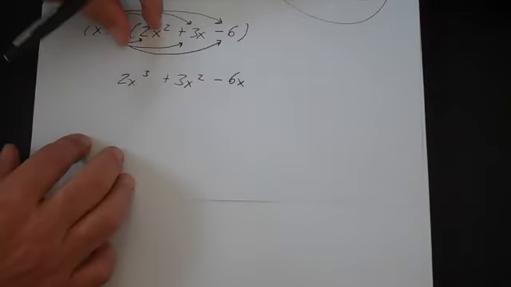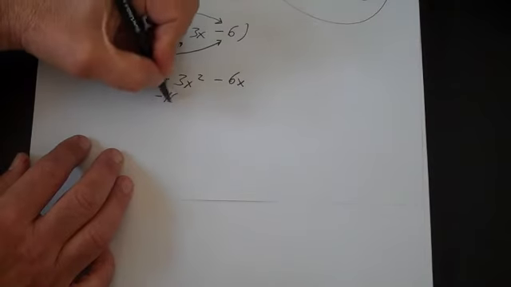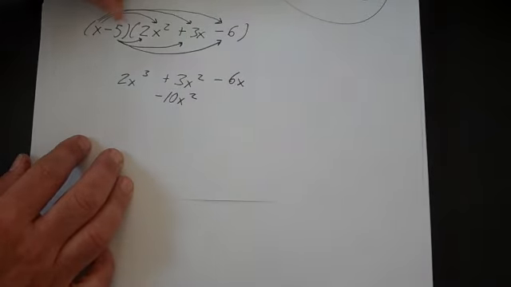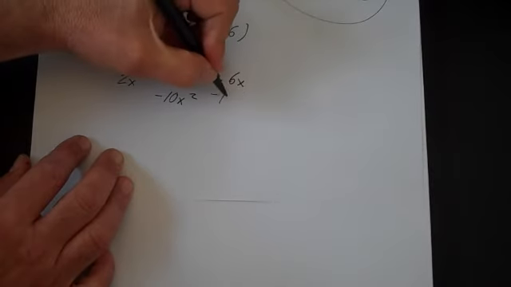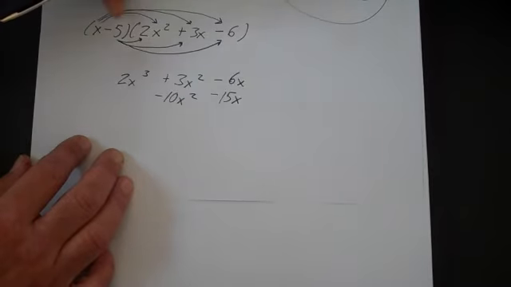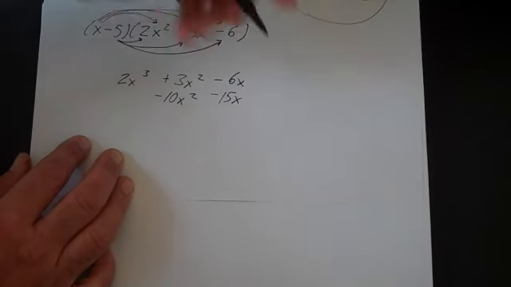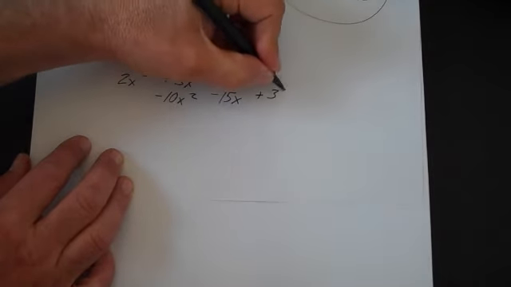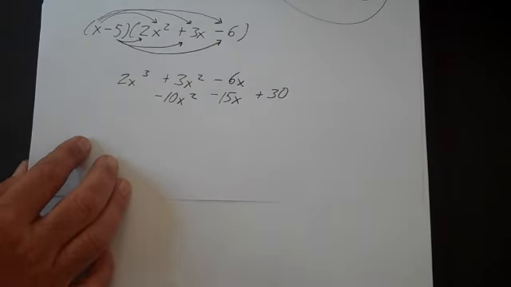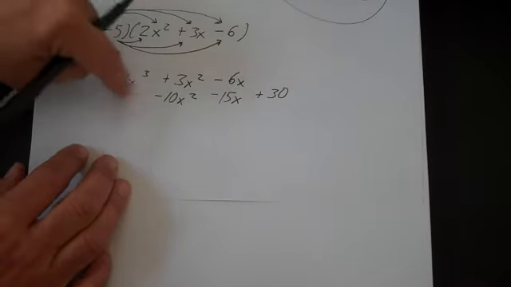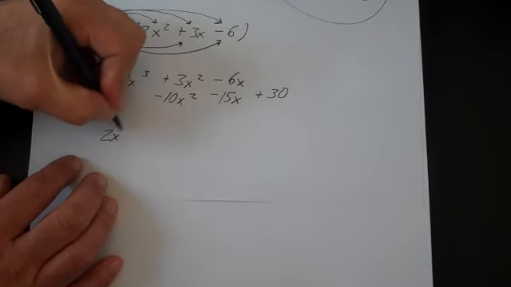There's x squared, so I'm going to put it right under that. So that's minus 10x squared. And then minus 5 times 3x, that's a minus 15x. And then minus 5 times a minus 6, that's going to be a positive 30. And the only reason we do that is that that allows us to combine like terms without as much trouble. Here we only have one x cubed term, so that's 2x cubed.